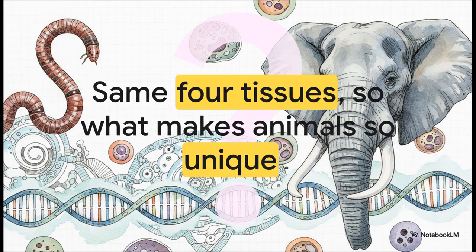And that leaves us with one final, really fascinating question to think about. If we're all working from this same limited toolkit of just 4 basic tissues, what is it in that blueprint that creates the incredible, breathtaking diversity we see all around us? From an earthworm to an elephant to you.